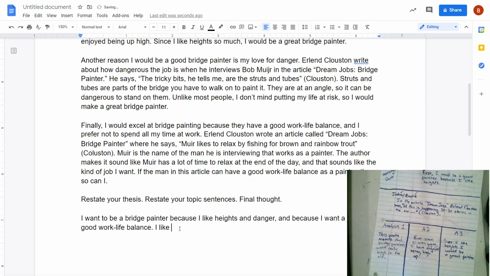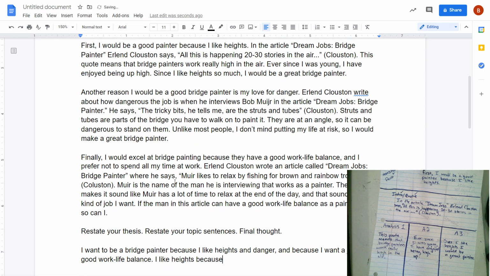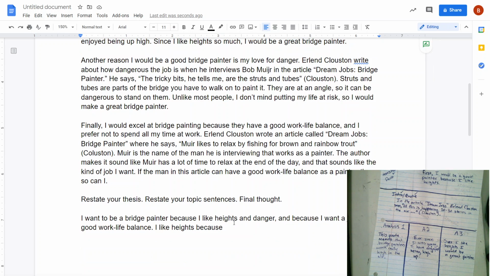I like heights because, or I'm gonna take this from up here. I just remembered that I put this in here ever since I was young. So I have liked heights since I was young, and painters work with heights every day. Okay, now on to my next one. I'm going to go ahead and pause as I restate either something from my topic sentence or from my analysis.